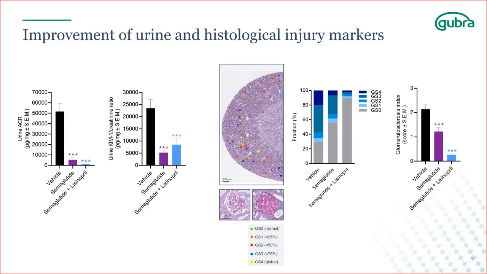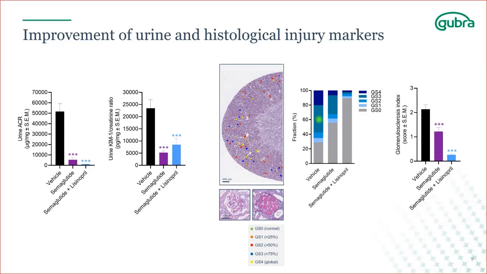And the data, so we score these glomeruli from GS0, which is a healthy glomerulus in the bar here, represented as the gray area, and then going towards the darker blue colors, we have more and more severe glomerulosclerosis. And what you can see here, the vehicle-treated hypertensive diabetic mice, they have approximately 60% of the glomeruli that are severely affected, so GS3 or 4.